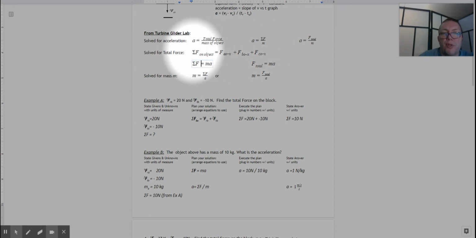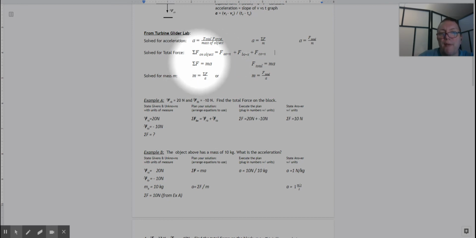So all of those are the sum of the forces on the object in the x direction. We can also do that in the y direction. Now, this set of equations here, same thing. They're still solved for total force. So we can find total force on an object in a direction either by doing this in the x plus this in the x plus this in the x, or we can say that the total force on the object is that object's mass times acceleration.